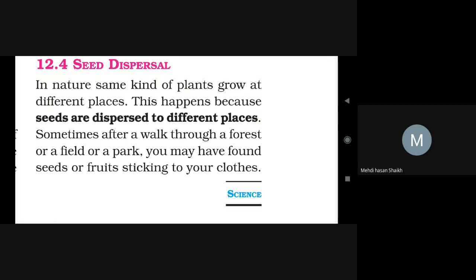So in the exam we ask you the question, what is seed dispersal? You have to say that seed dispersal means the transfer of seeds from one place to other place. That is seed dispersal.